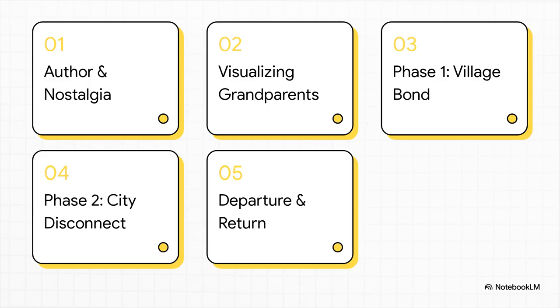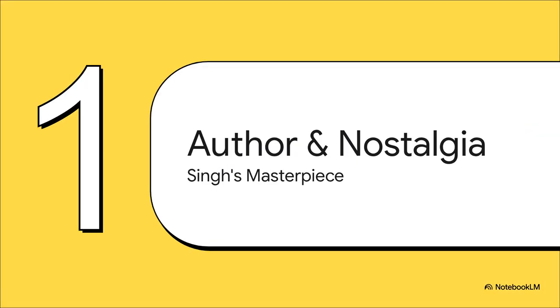Okay, let's just quickly breeze through our roadmap for today. We're going to start off with author and nostalgia, then we'll move right into visualizing the grandparents. From there, we'll trace their evolving relationship through phase 1, the village bond, phase 2, the city disconnect, and finally, the departure and return. Keep this structure in the back of your mind because it's a perfect framework for your exams. Section 1. Author and Nostalgia.